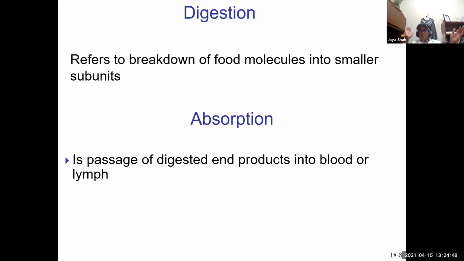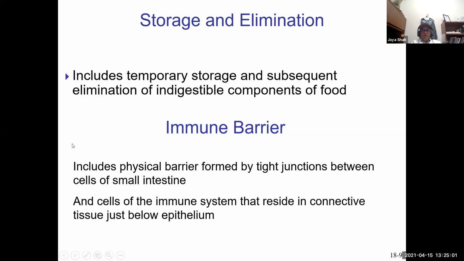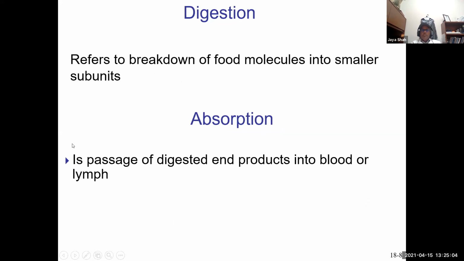Digestion, earlier, every part is digestion. Like you are chewing, swallowing, those all are part of digestion. So what do they do in digestion? They break down food molecules into smaller subunits by mechanical or chemical means. Mechanical is with force, and chemical is with enzymes.